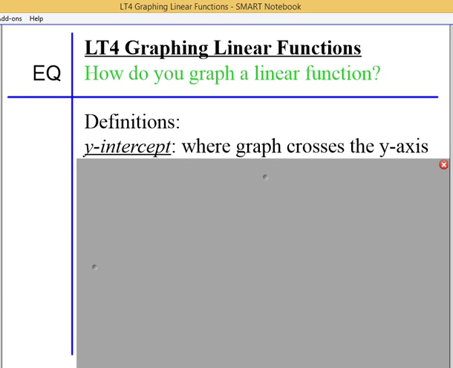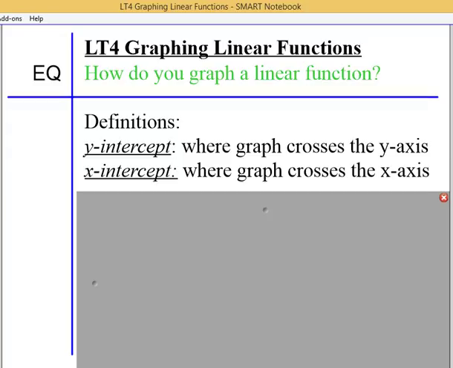There's a few definitions that you need to know. The first definitions are intercepts. Our y-intercept and our x-intercept. This is where the graph crosses the y-axis and where the graph crosses the x-axis. Even further than that, a y-intercept happens when the x is equal to 0, and an x-intercept happens where y is equal to 0.